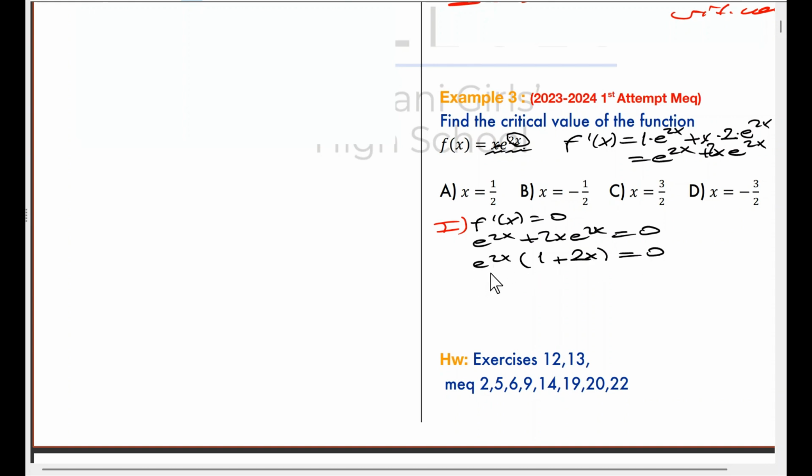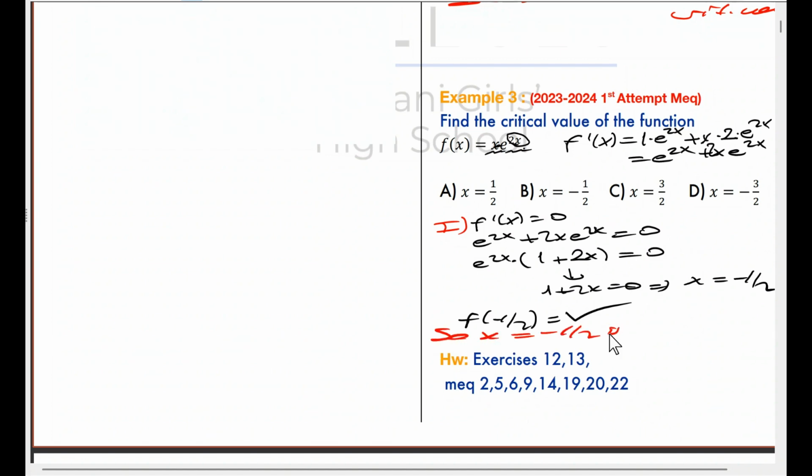E to the 2x is never 0. There's nothing that makes this exponential function 0. So we just equalize the second factor to 0. 1 plus 2x is equal to 0. Then x is equal to negative 1 over 2. So does that make the function defined? F of negative 1 over 2 is, yes, it is defined. There's nothing that makes this function undefined. So we can say x equals negative 1 over 2 is a critical value. Option B.